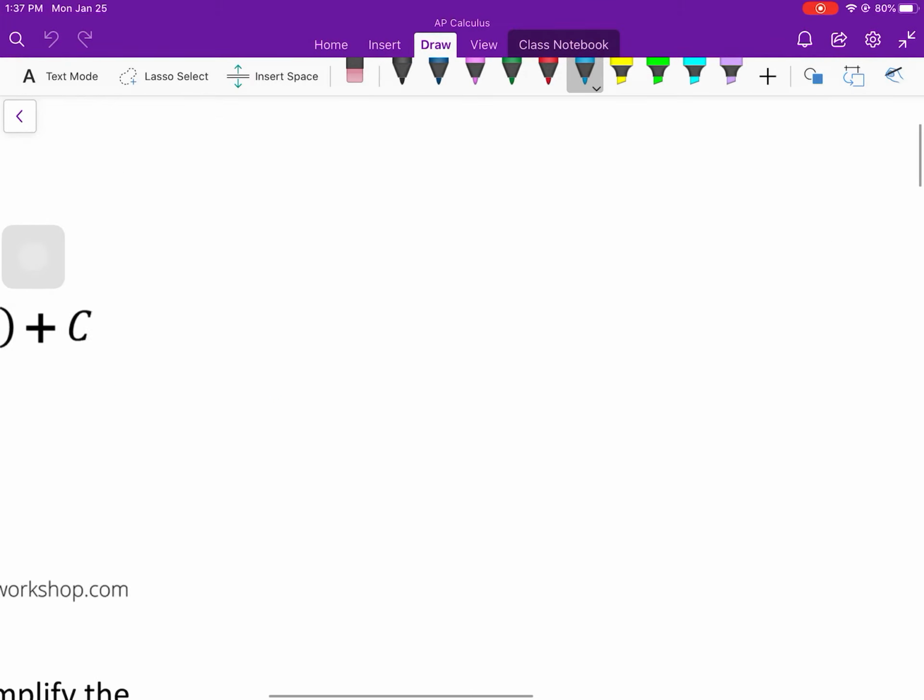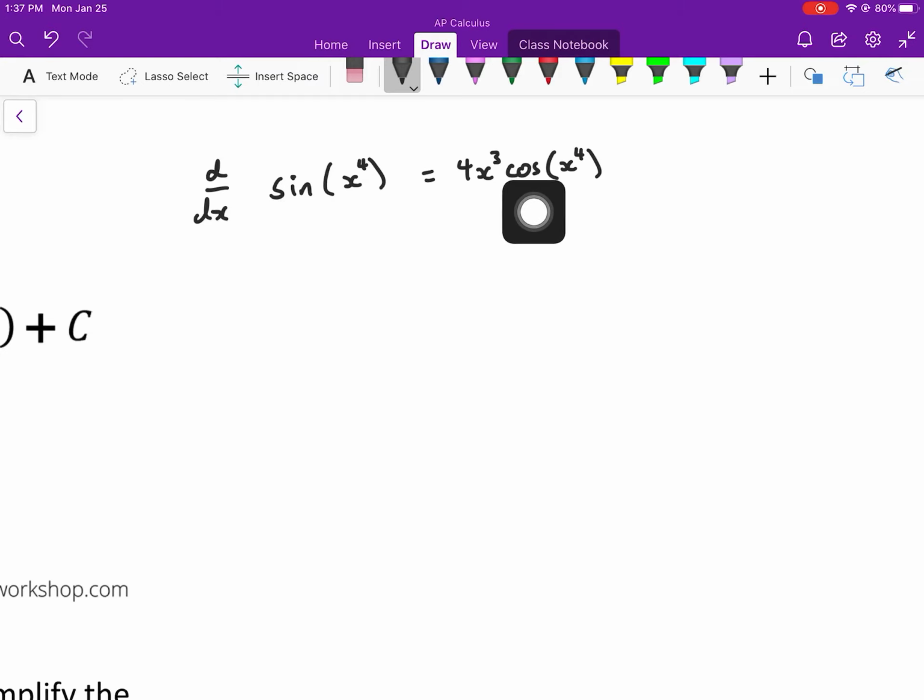Let me see if I could just write it out real quick right here. Let's just say you're taking the derivative. Let's pick something simple like sine of x to the fourth. So let's just say we're finding its derivative. The derivative of sine of x to the fourth would be 4x cubed times cosine of x to the fourth. Remember when we did the chain rule, derivative of sine is cosine, keep the inside the same, and then we would multiply by the derivative of the inside, which was just the 4x cubed.